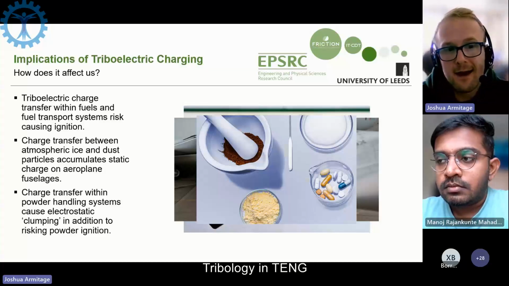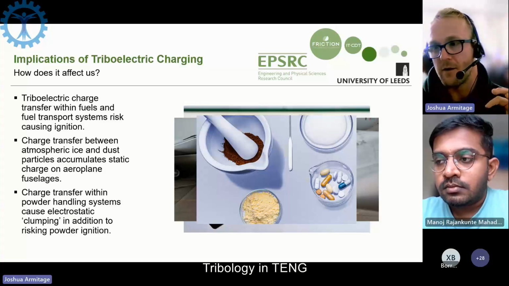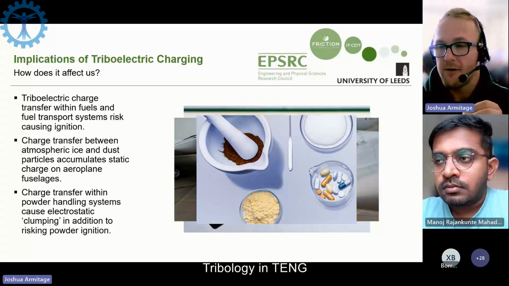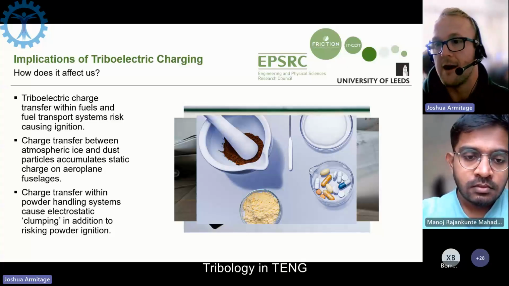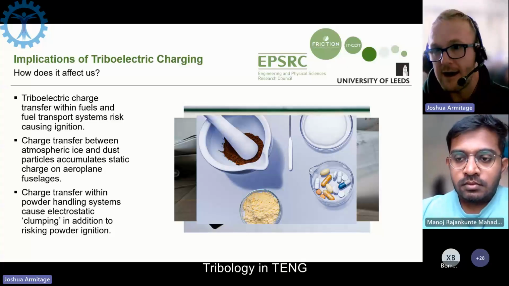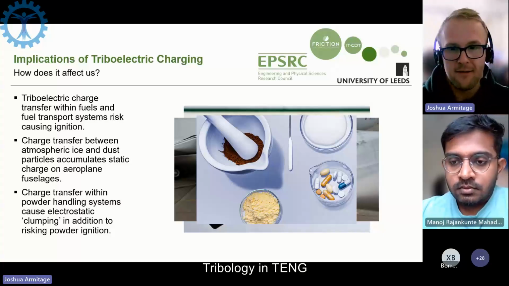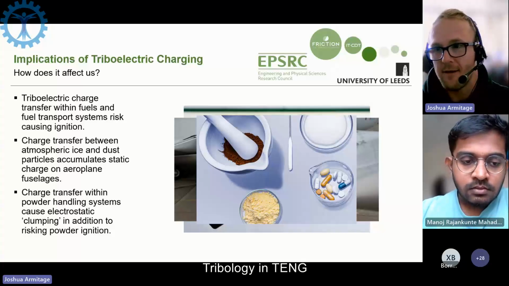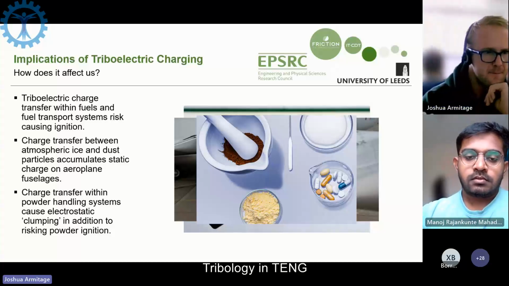Carrying on as well, you get electrostatic charging between similar particles. So when you have powders, powder particles of different sizes, so the geometry of a system can affect the electronic structure. And as you have these particles interacting, both with themselves and with the walls of the powder handling system, you get electrostatic clumping, you get a buildup of charge and, if you have a flammable powder, the likelihood of the ignition of that powder if you're not too careful.